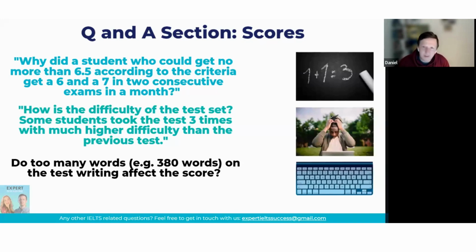The difficulty, how is the difficulty of the test set? Some students took the test 3 times with much higher difficulty than the previous test. So they took it the first time, they said it was really easy. The second time, really, really difficult. Third time, a little bit easier than the second time. Why is that? Do I look at a list of candidates and say, oh, Claudia, I don't like her name, I'm going to give her really difficult questions? Well, no. How is this determined, Claudia? Why would this be?